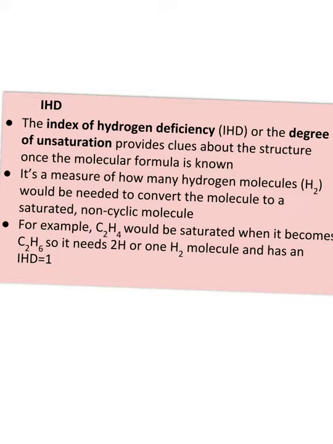So unsaturated just means you could break open some bonds or break open a ring and add more hydrogen in as single bonds to that. So for example, C2H4 is an unsaturated hydrocarbon because it has a double bond between the two carbons and then two hydrogens on each carbon. And so to saturate it, I would break the second bond, the pi bond on the double bond, and I would add a hydrogen here, and I would add a hydrogen here for a total of one H2 molecule, so its IHD would be 1.